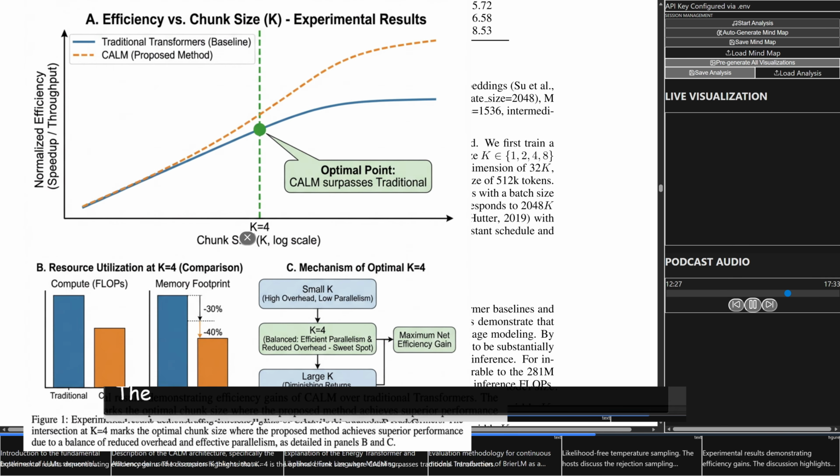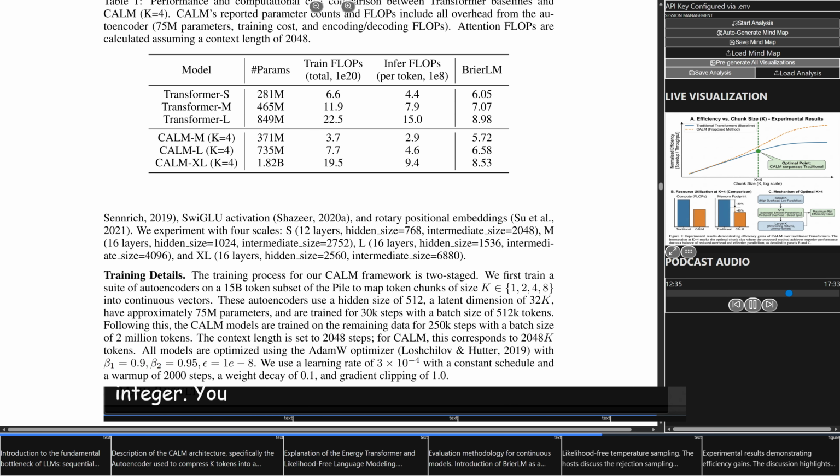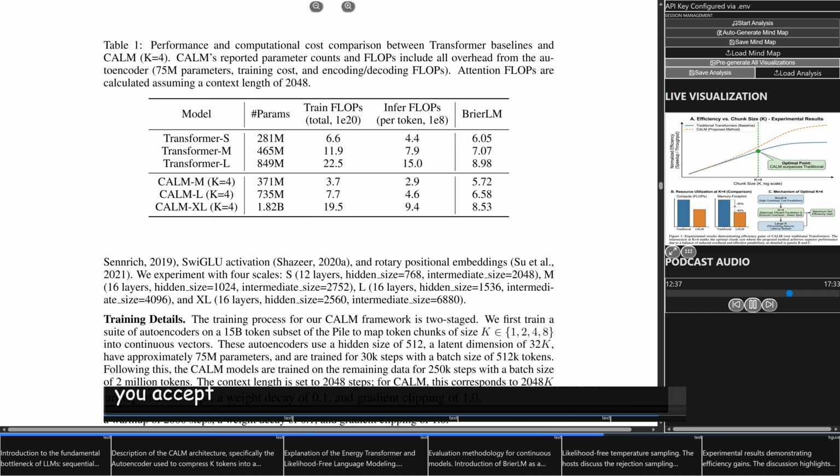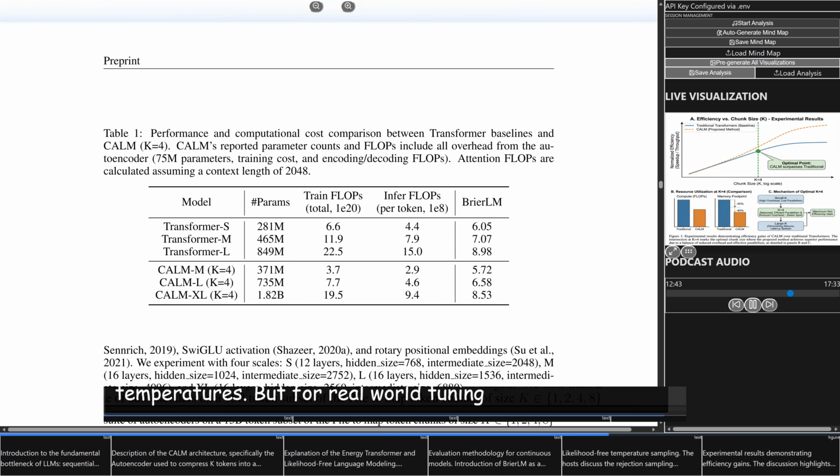The intuition relies on probability exponentiation. If you want a target distribution that's proportional to your original distribution raised to the power of n, where n is an integer, you can get that. You just draw n samples and you accept them only if all n of them are identical. That's a clean mathematical idea for integer temperatures. But for real-world tuning, you need arbitrary temperatures, T, usually between 0 and 1.